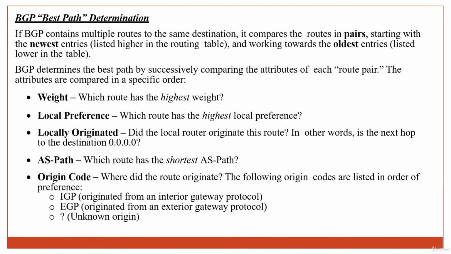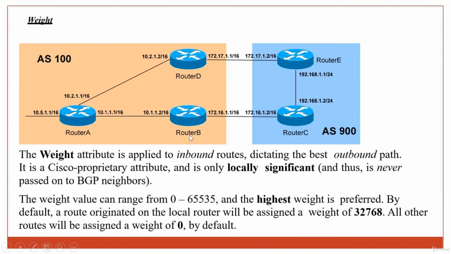Now the weight and local preference we'll see in the lab section as well. We have a following lab with that. You'll find that weight and local preference, at least local preference, is one of the attributes that is mostly used. Both the weight and local preference dictate the best outbound path. So what we are doing is applying the weight and local preference attribute values in the inward direction.